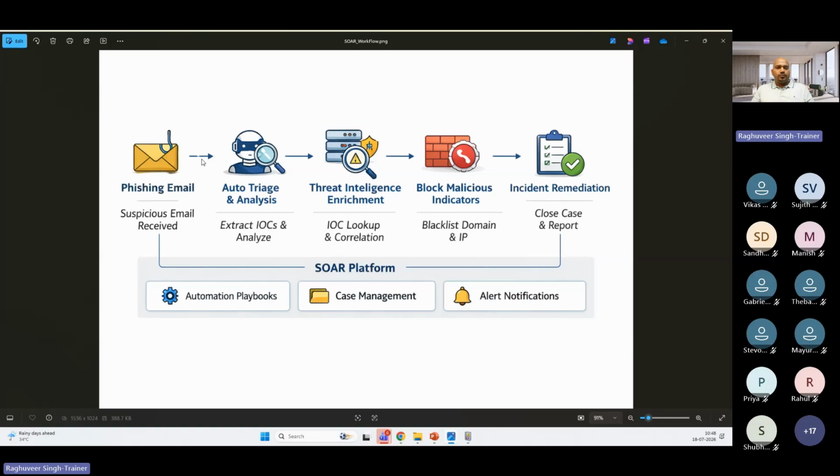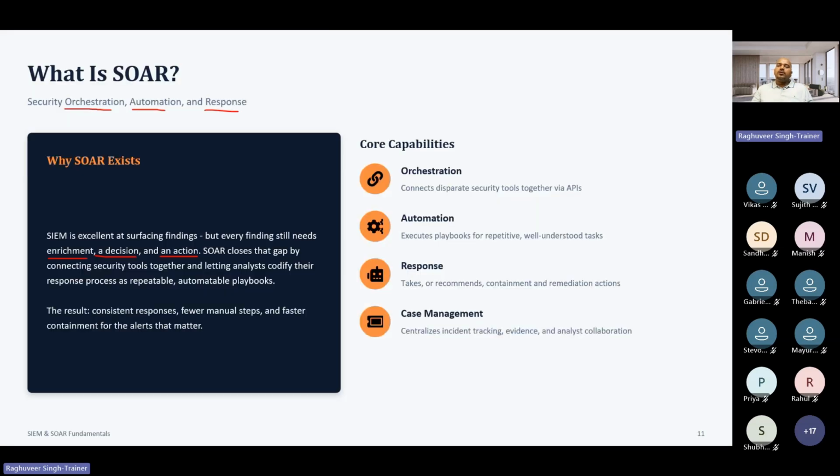That's what SOAR will do. So any SIEM is incomplete without SOAR. SOAR is very important for any SIEM solution. What are the other use cases of SOAR that can happen? We'll talk about that. So what are my core capabilities of SOAR?